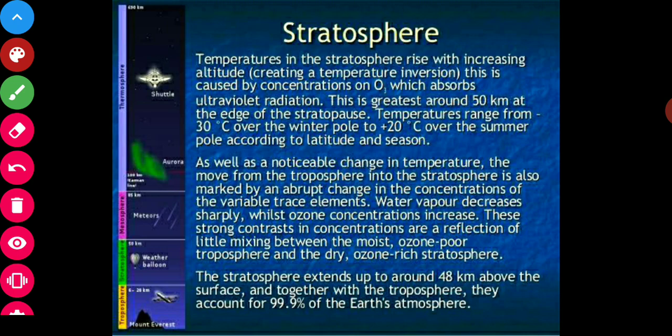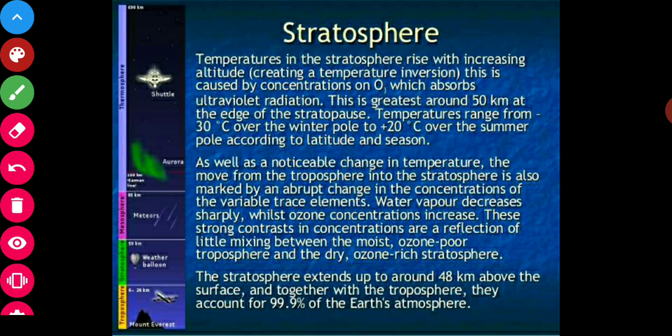The temperature in this sphere ranges from 30 degrees Celsius over the winter pole to 20 degrees over the summer pole, according to the seasons and latitude. Moreover, a noticeable change in temperature that moves from the troposphere into the stratosphere is also marked by an abrupt change in the concentration of the variable trace elements. The water vapor decreases sharply and the concentration of the ozone increases in this stratosphere.